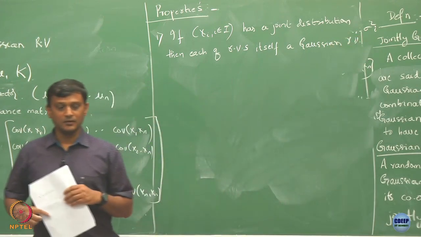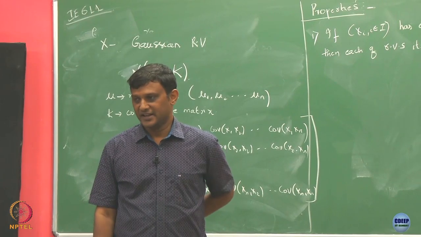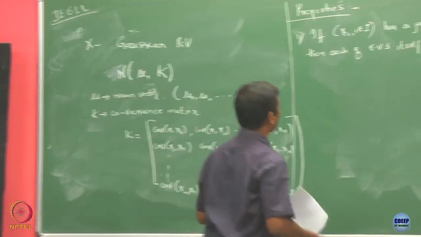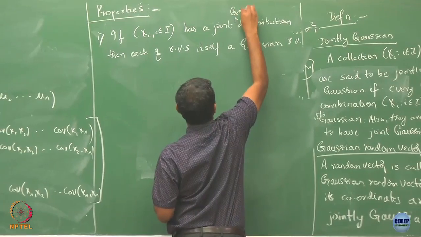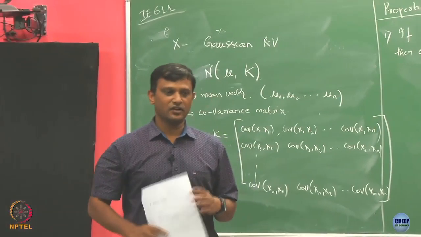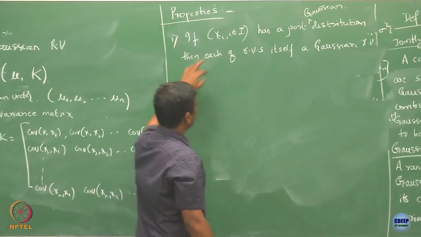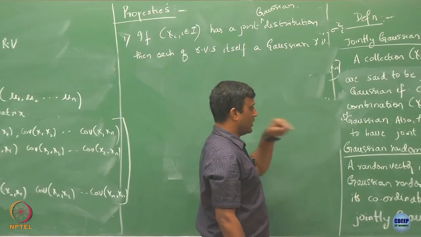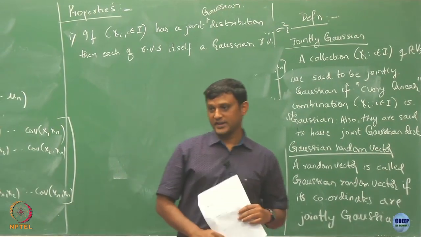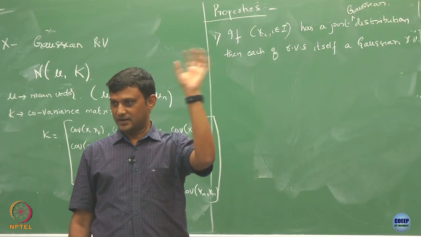Is this true? Why is that? I have a collection of random variables, and I am saying that if it has a joint Gaussian distribution, then each of the random variables is itself a Gaussian random variable. Why is that? If it is jointly Gaussian, by definition we want every linear combination to be Gaussian. In this, what I could do is choose a1, a2, all the way up to an. These are the weights.